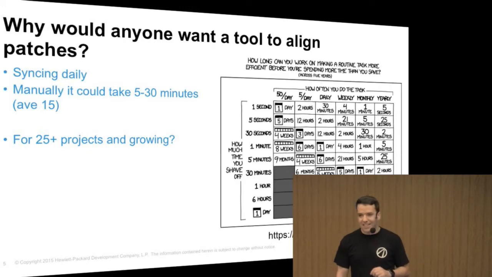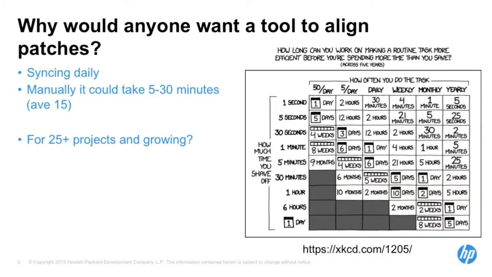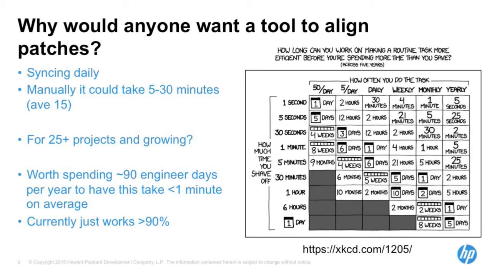If you follow XKCD at all, you'll love this little graphic that tells you just how much time you start to save if you can actually reduce the amount of time these things take when you're doing them daily. And at the sort of rate we're doing it, it's probably worth spending 90 engineer days a year just making this faster. You know, trying to get it below 1 minute, that's how much time it's worth to the rest of the organization. Currently, it just works about 90%. Not sure if it's 98% or 91%. I haven't worked out how to actually get that information, but we're pretty certain that there's not enough people screaming that it's less than 90%.